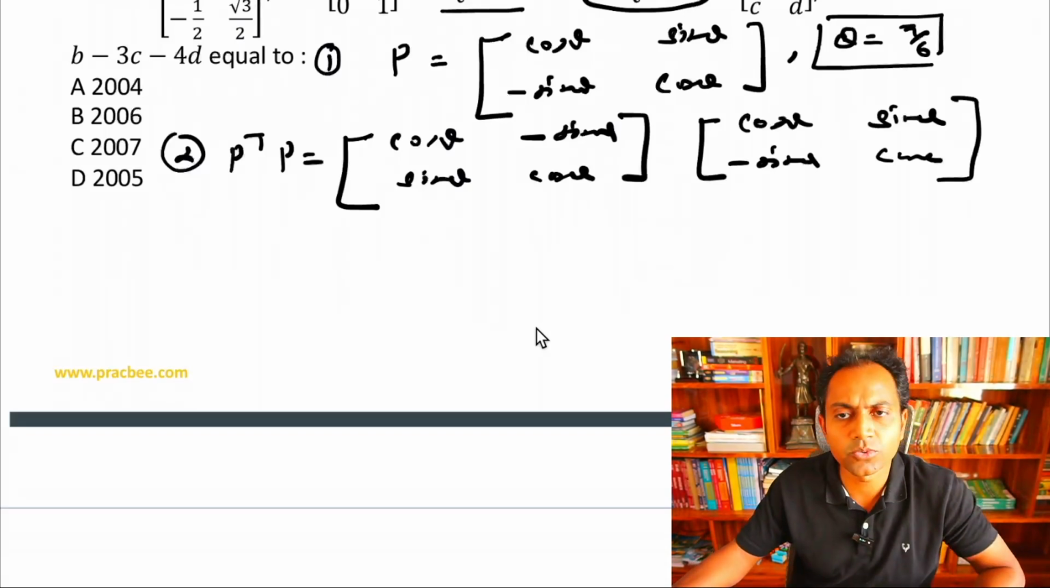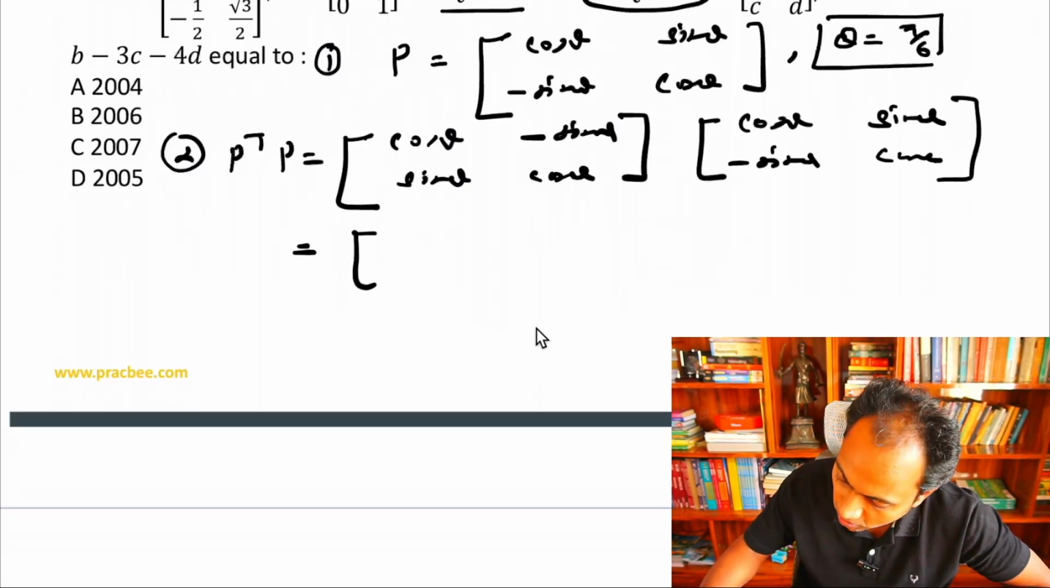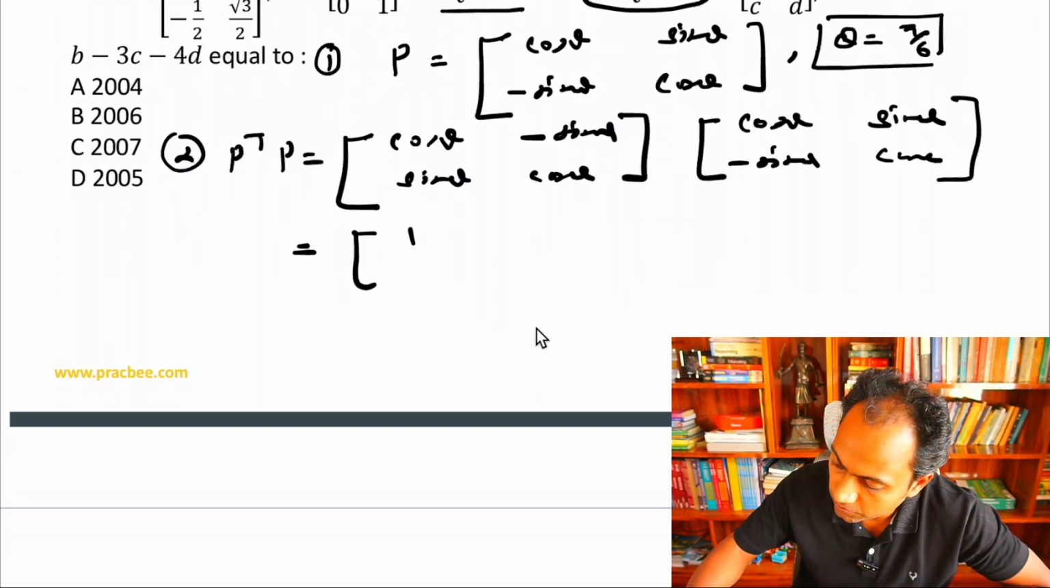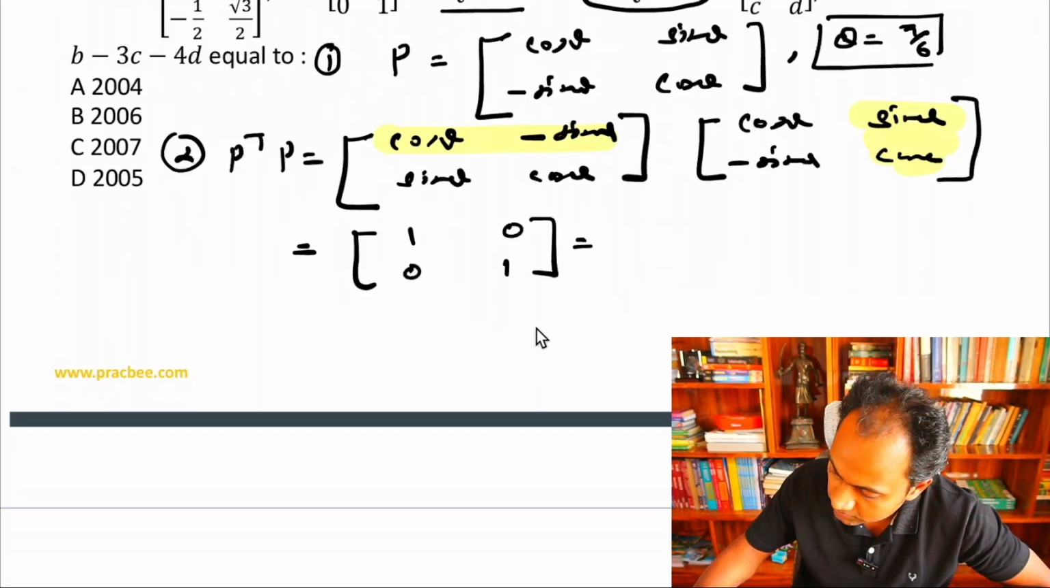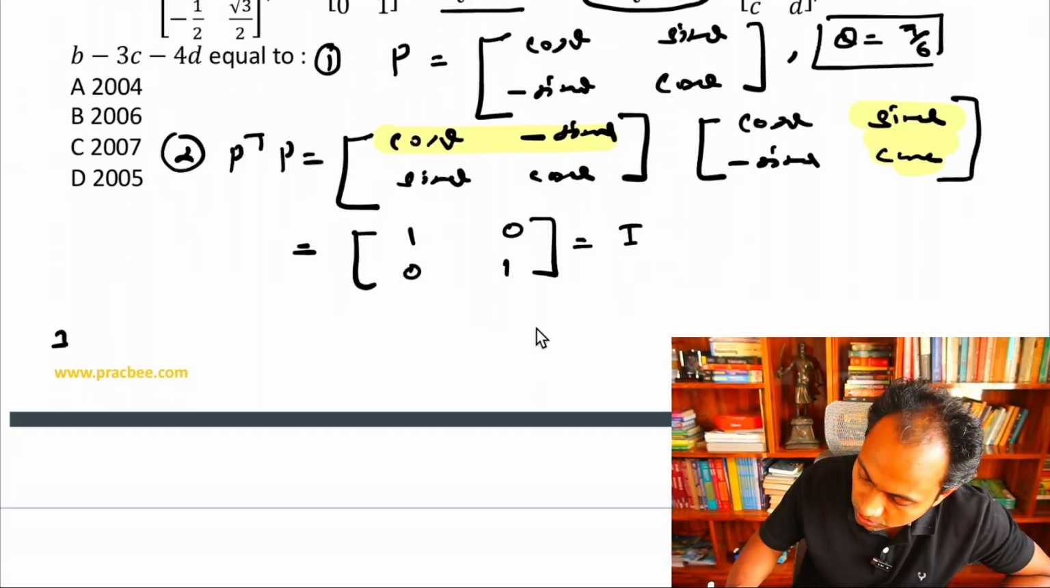Now why this is so interesting? Because if you multiply, what will happen in the first part? If you multiply, this will become cos square theta plus sin square theta becomes 1. Second part, if you take this and if you multiply with this second column, this will become cos theta sin theta minus sin theta cos theta becomes 0. Similarly, this will become 0, this will become 1. So this comes out to be an identity matrix. So now what is happening? Let us go back to the question.